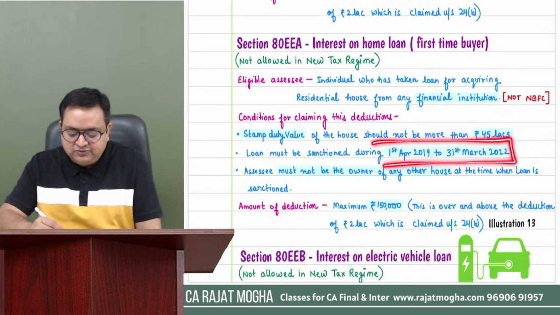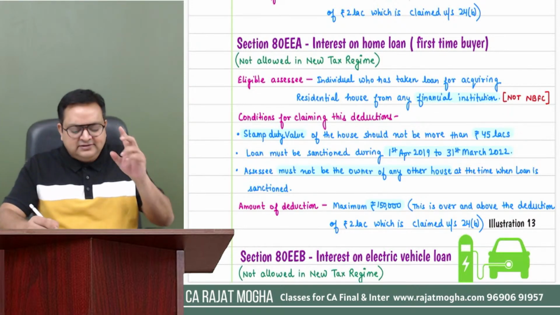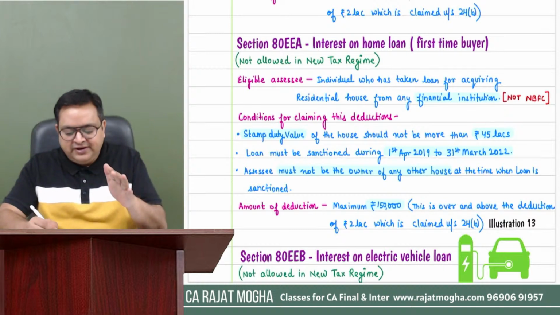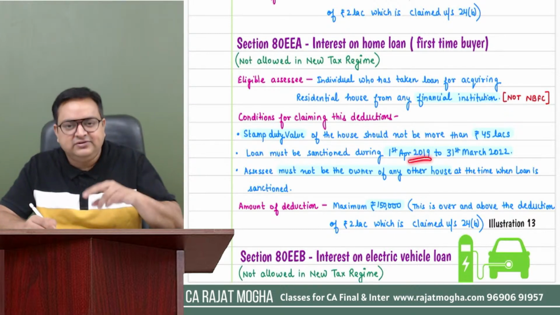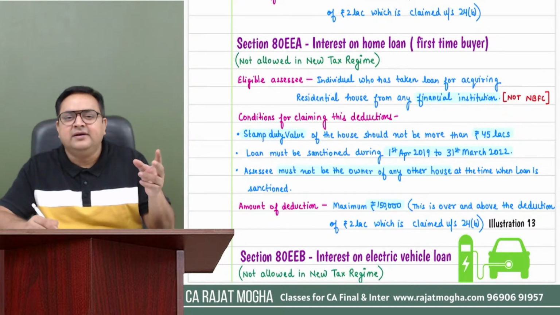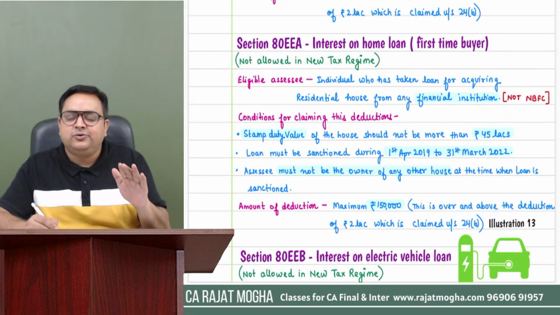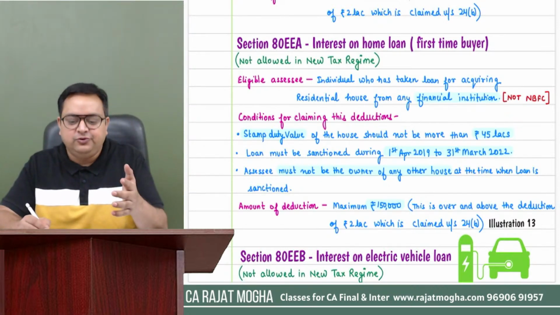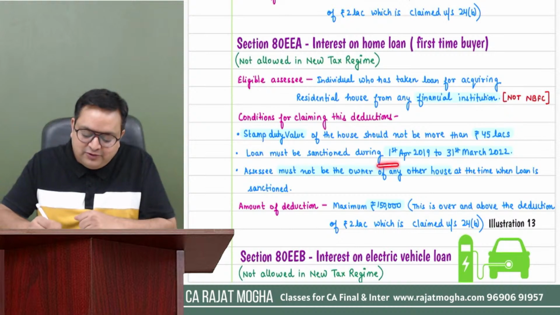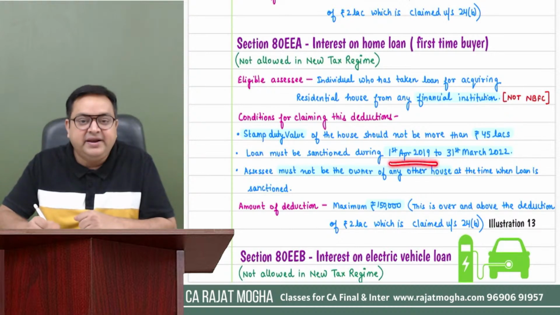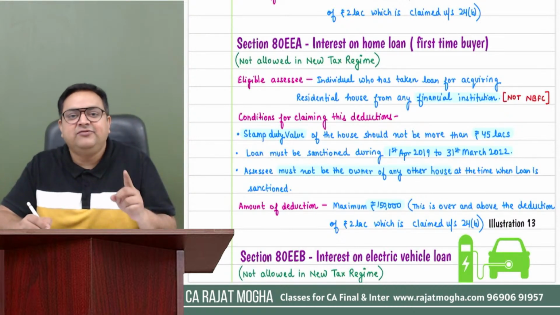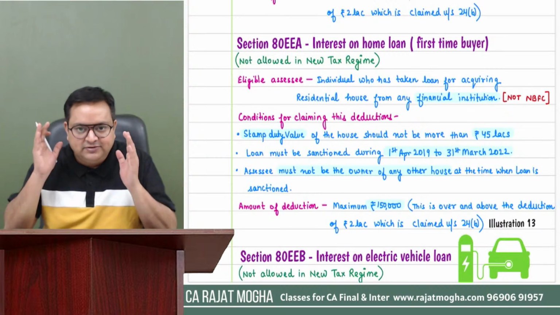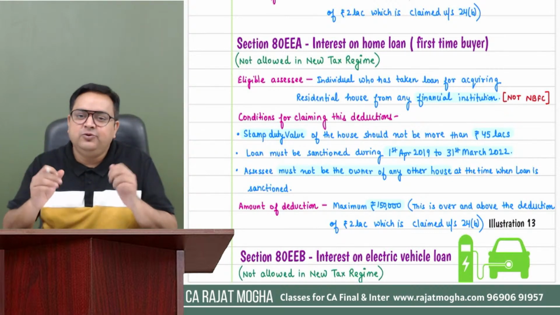This is the date. These two sections were important in the particular years when they were introduced. So for these 2024 examinations, these two sections are not that important, but still you should know that. So if this loan was sanctioned during this particular period, from 1st April 2019 till 31st March 2022, then you can claim deduction.